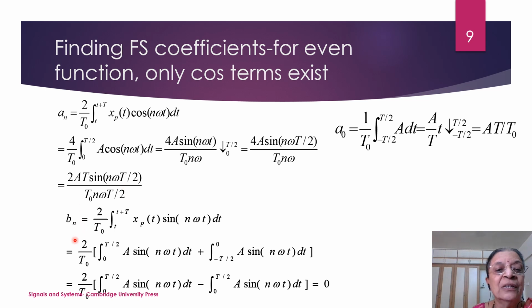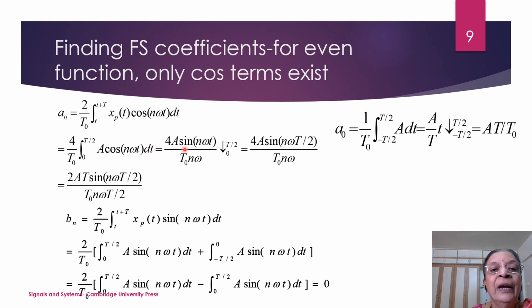Right, and bn are the coefficients for the odd functions, corresponding to the sine term, and in this case you see that the sine term reduces to 0. And what happens to the cosine term? 2 upon T0 integration. In this case, the function is A, varying between minus T by 2 to plus T by 2, or it can be written as 2 times 0 to T by 2 because it is symmetrical. So I write 4 upon T0, integral from 0 to T by 2 of A cos n omega t dt.